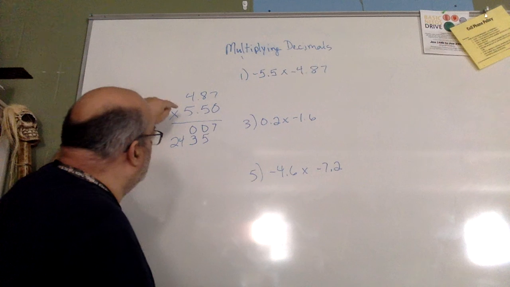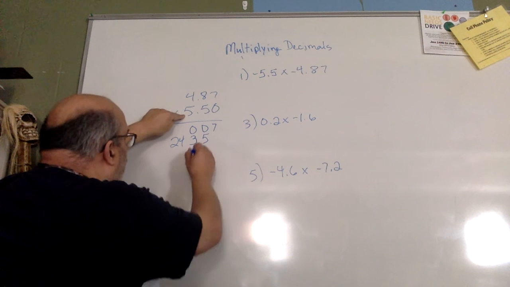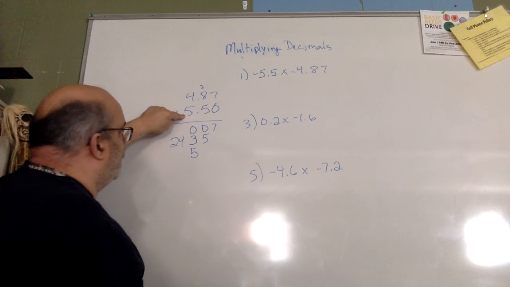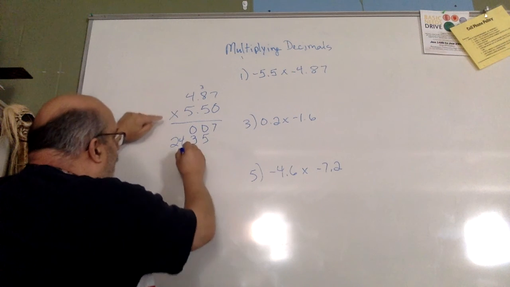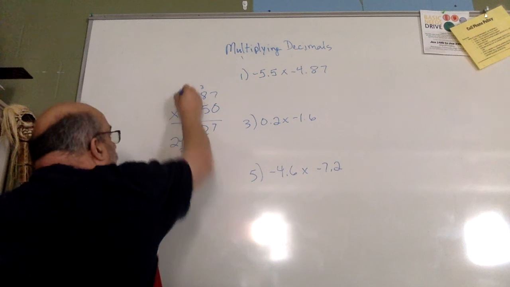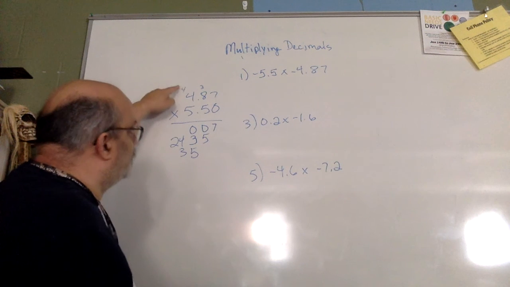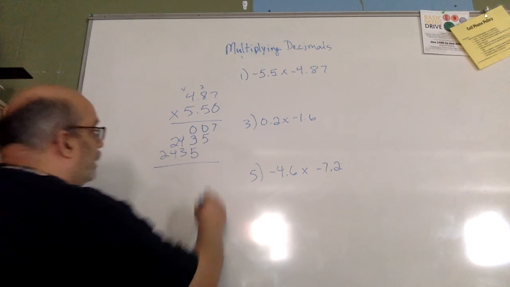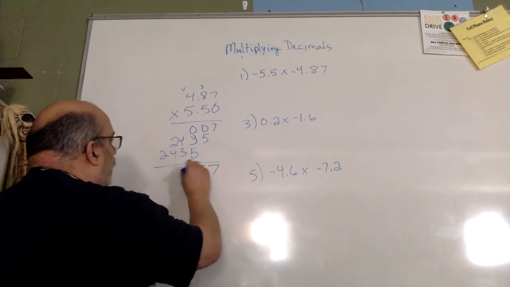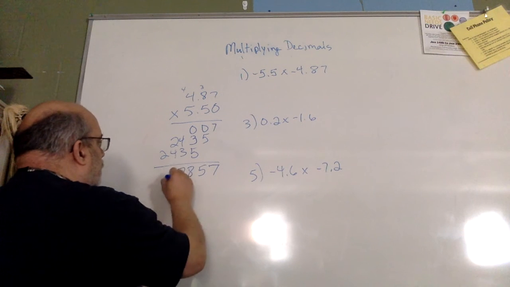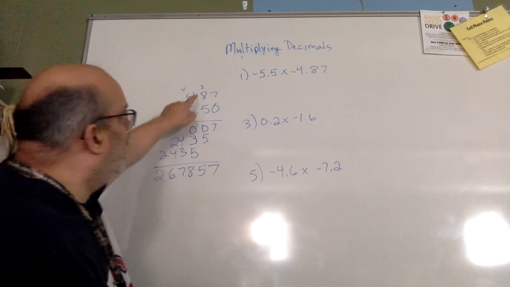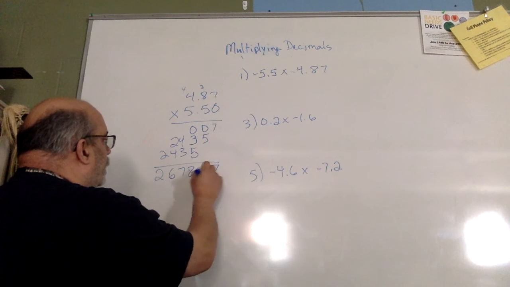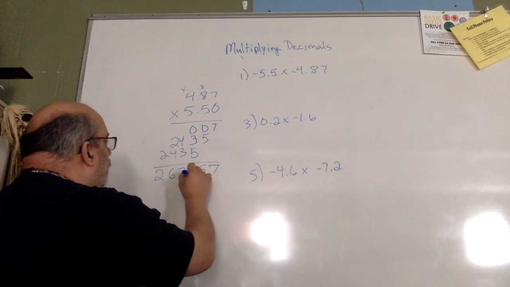5 times 7 is 35. Carry the 3. 5 times 8 is 40. Plus 3 is 43. Carry the 4. 5 times 4 is 20. Plus 4 is 24. Add it up. 7, 5, 8, 7, 6, 2. We have 1, 2, 3, 4 decimal places.